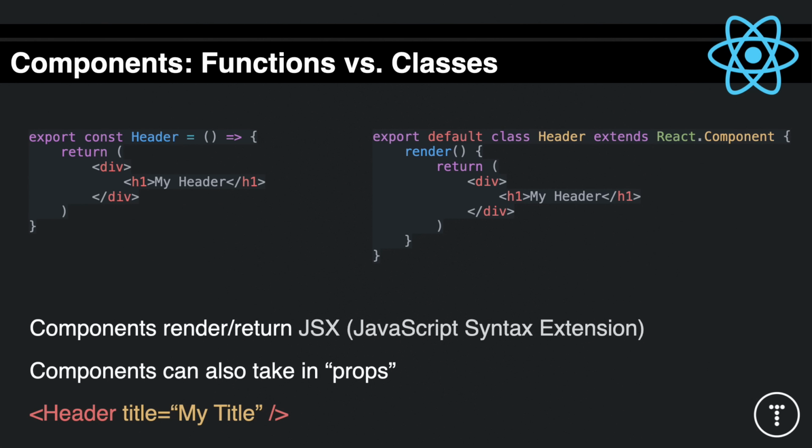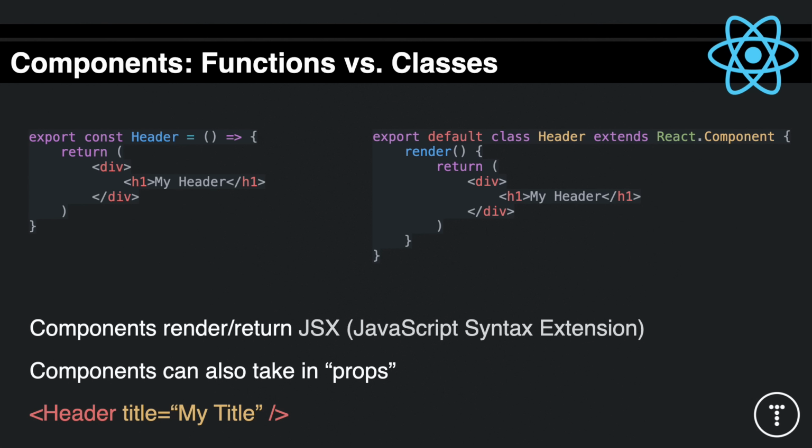Now on the right is the same component as a class, and you can see it's defined as a class and it extends React.Component, which is going to give us everything in the root component class to work with, including the render method, which takes care of rendering it out on the screen. And in render, we're just returning the same thing we're returning here.